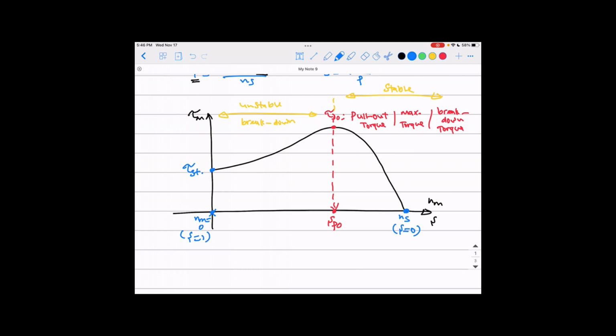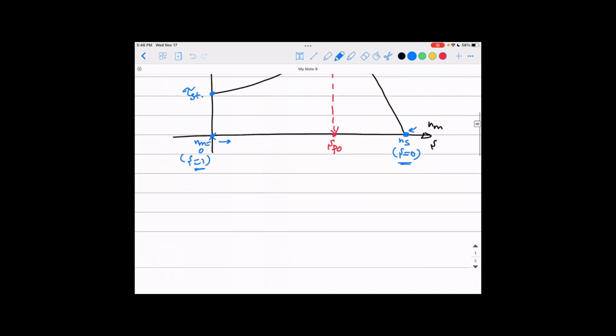So it starts here with a mechanical speed equal to 0 and the slip equal to 1. While you go in this direction, the speed goes up until you reach the synchronous speed at this point, but the slip goes down until it reaches 0 at the same point. Okay, guys?